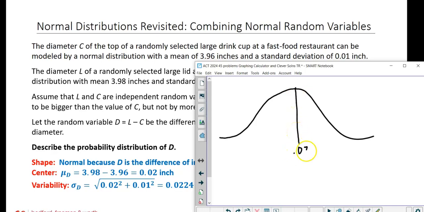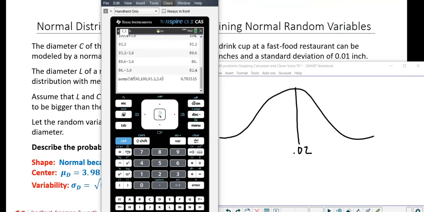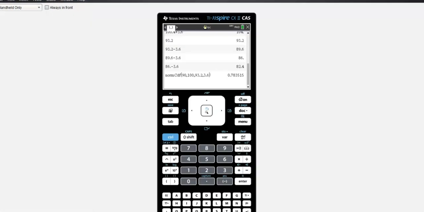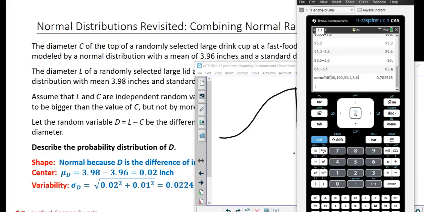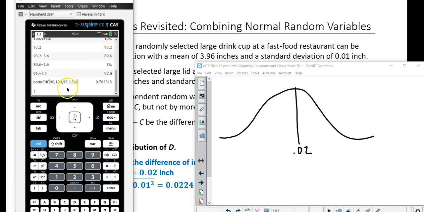So 0.02 is the mean. It's a little bit hard to do these when the decimals are so big, so I'm just going to use my calculator here. So I'm going to do 0.02. Always type the first one in, press enter, and then hit plus 0.0224.